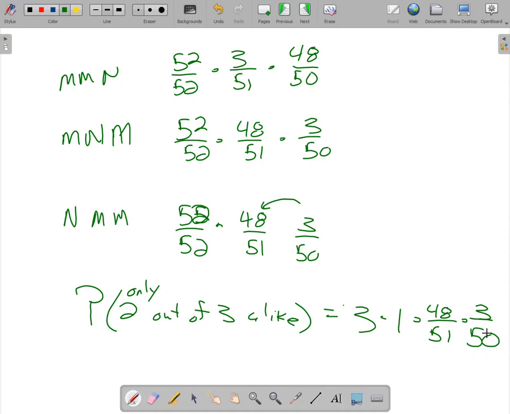So probability is hard. It's about counting. Counting sounds easy, but sometimes it's not. All right. Stop this recording. We're done with probability.